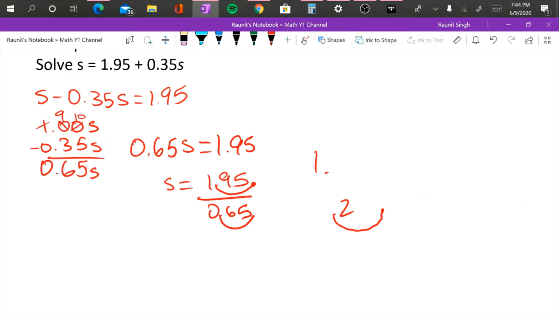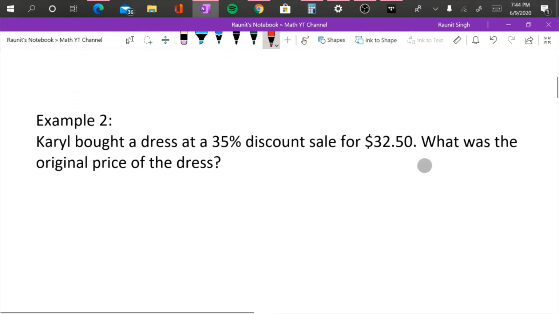Now let's actually solve the equation. So for this, we have 195 over 65, and we get s equals 3, which is pretty small if you think.